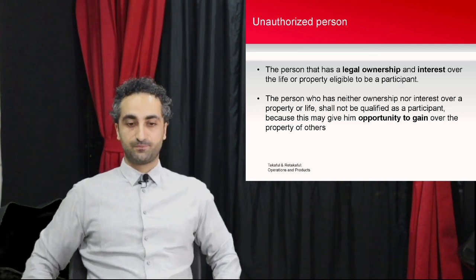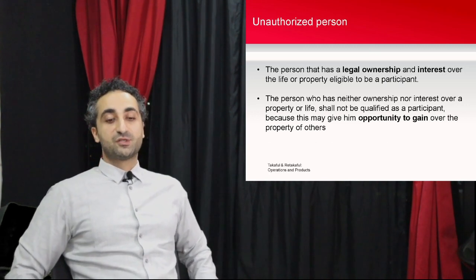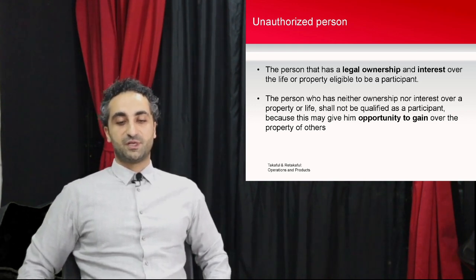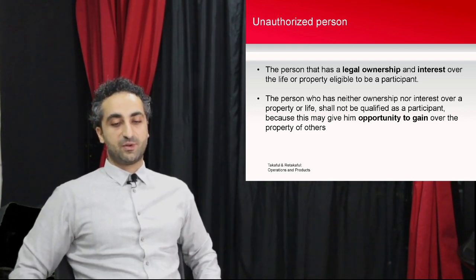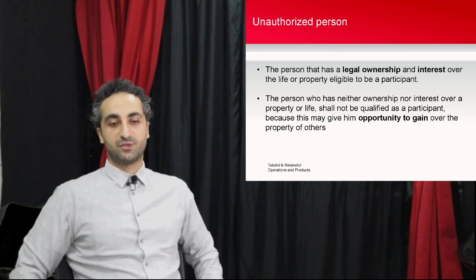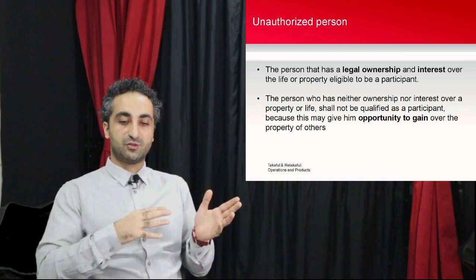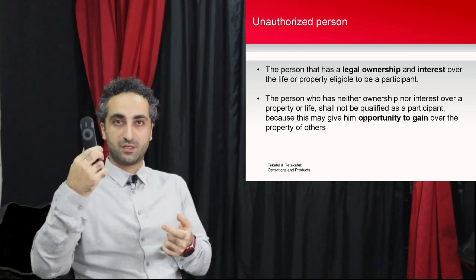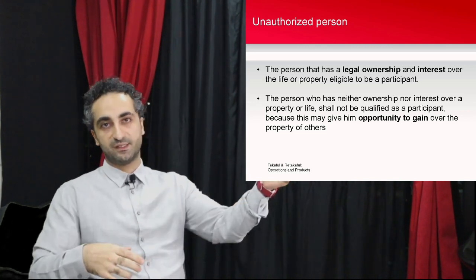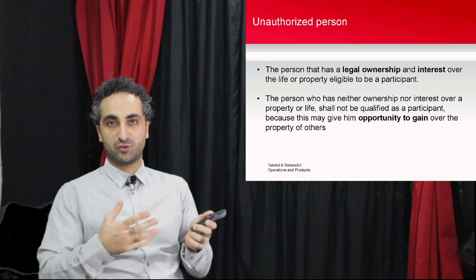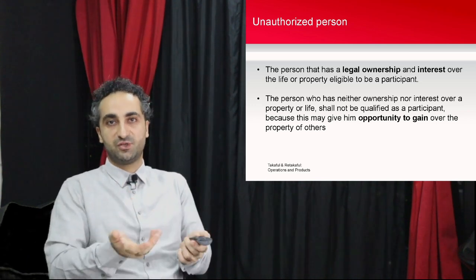Unauthorized person. The person that has a legal ownership and interest over the life or property is eligible to be a participant. Again, what is an unauthorized person? He's the person who has neither ownership nor interest over something, and he comes, he finds it and sells it for others, okay, without my consent. So we call this unauthorized person.